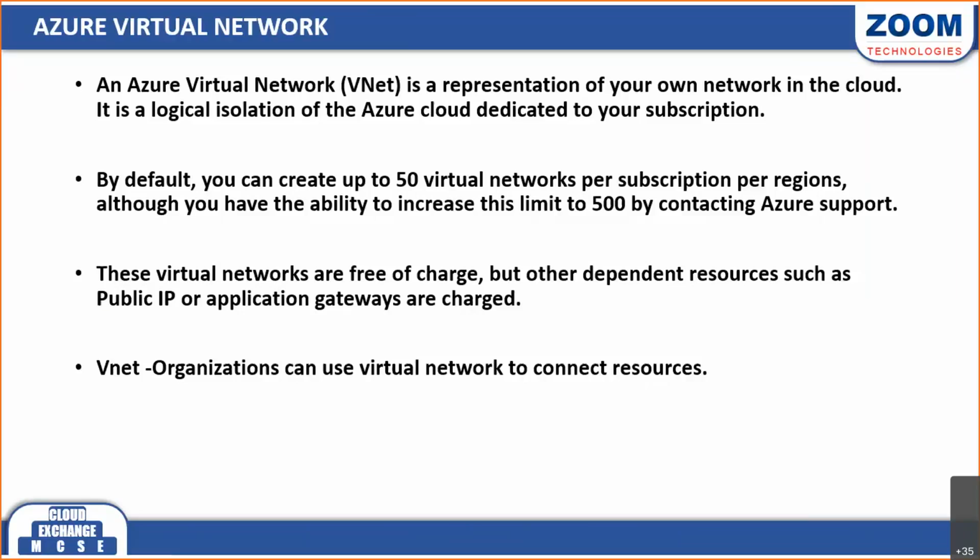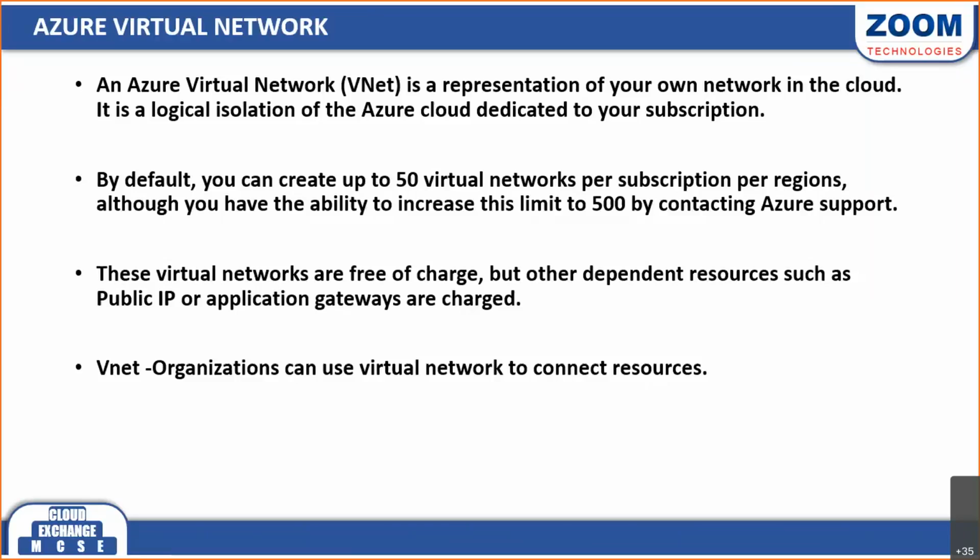These virtual networks are free of cost, means VNets are free, guys, no charges. Microsoft is not charging for this VNet. But other dependencies such as resources such as public IP, guys. When you're using private IP, it is free of cost, guys. But when you're using public IP, when you're going for application gateway, when you're going for load balancer, that time we require public IP, and public IPs are charged.